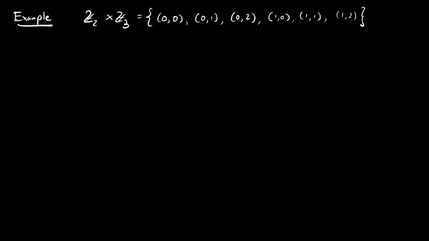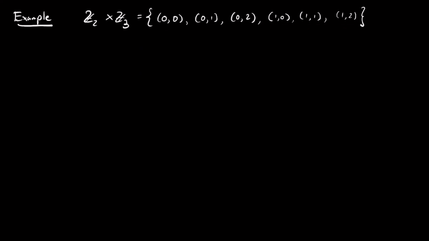Okay, so the first ring we're going to study is Z2 cross Z3. The elements of Z2 cross Z3 are things of the form (a, b), where a comes from Z2 and b comes from Z3. So the elements here are (0,0), (0,1), (0,2), (1,0), (1,1), (1,2). So this is a ring with 6 elements in it.